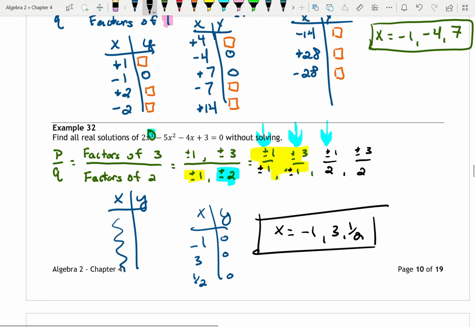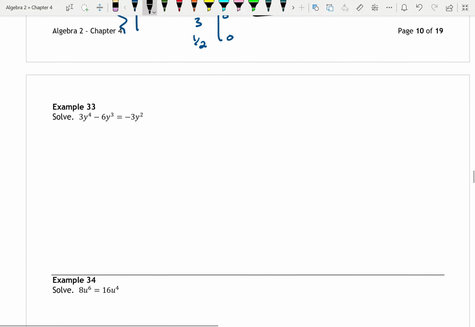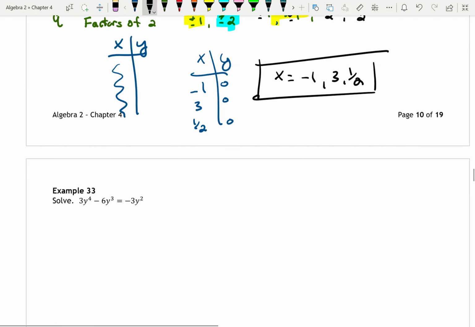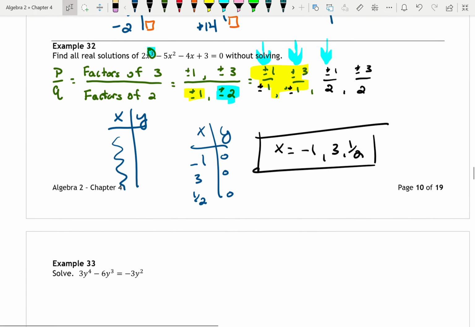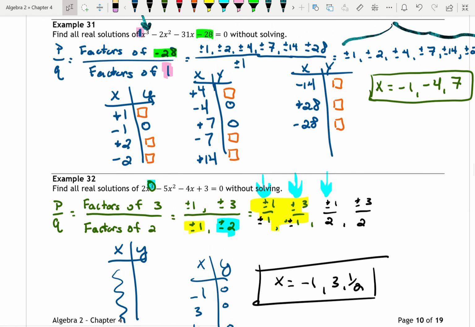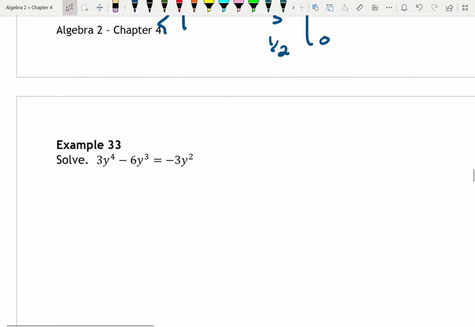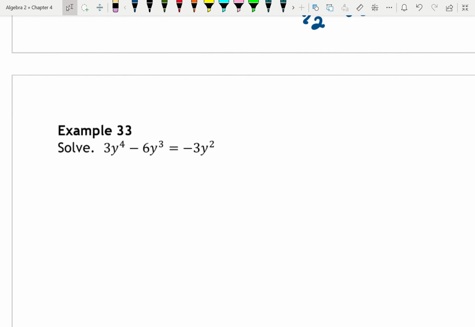Alrighty, there's 32. Let us move on to 33. All right, looking at 33 here. Now, one of the big differences between 32 and 33 is that this isn't equal to 0, right? In the previous two, in 31 and 32, we had it equal to 0 there. But in 33, we don't have that. So first off, we have to get it equal to 0.